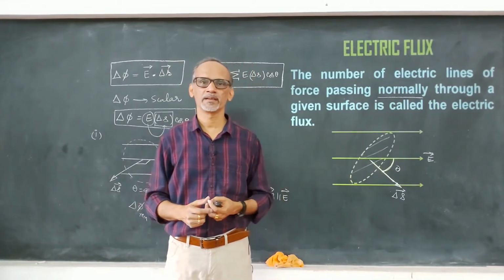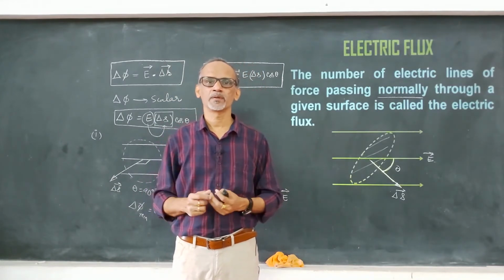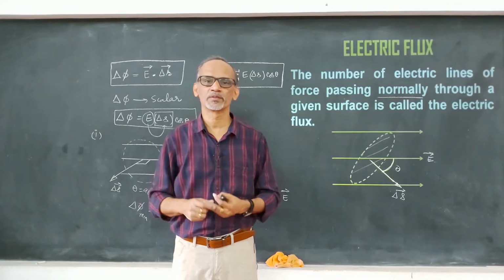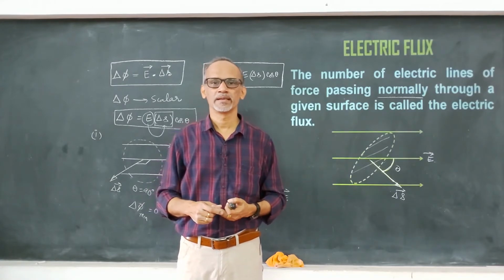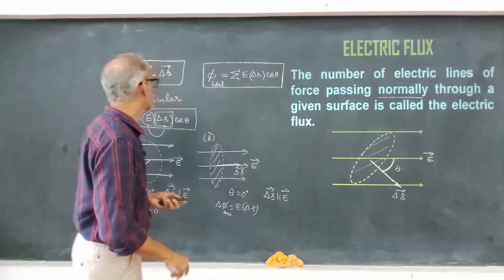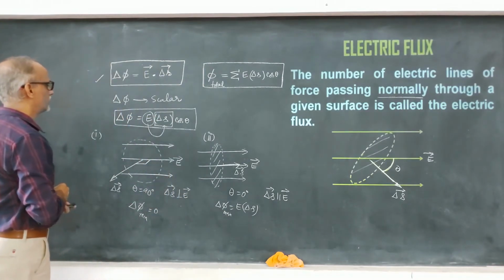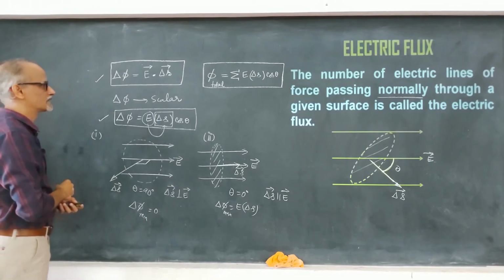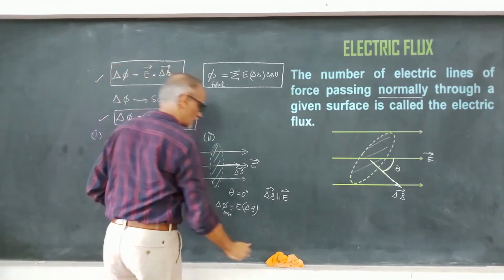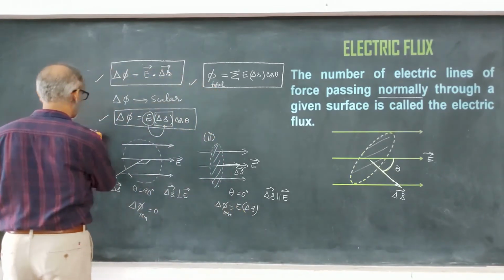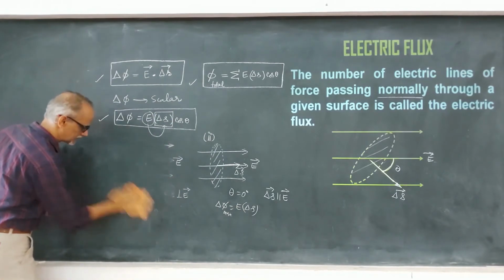So, how to define electric flux? The number of lines of force passing normally through a given surface is called electric flux, and we have the vector form here. This is the flux through the small surface, and this is the total electric flux through a large surface.